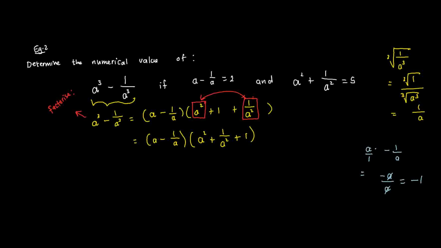Do we know the numerical value of a minus 1 over a? Yes, we do. It is 2. So we have 2 multiplied by... And do we know the numerical value of a squared plus 1 over a squared? Yes, we do. It's 5. And of course, we have this 1 here. Please do not forget about this 1. It's extremely, extremely important. So I need to add that 1. So I have 2 times 6, which is equal to 12. So the numerical value of a cubed minus 1 over a cubed is 12.